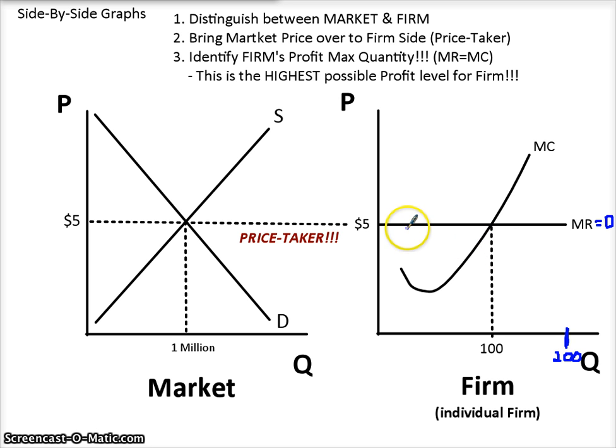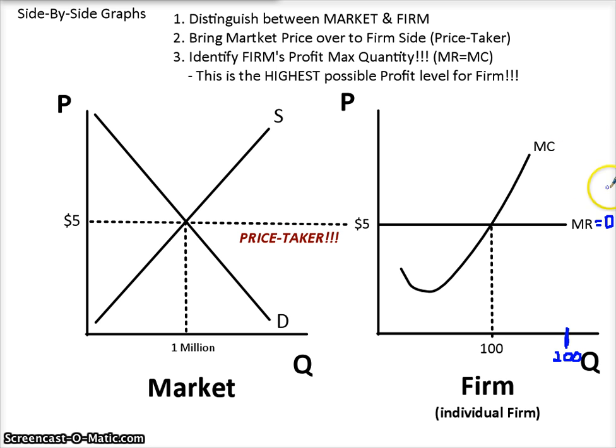If you were to calculate the total revenue of all quantities for the firm, $5 times 1, 5 times 2, 5 times 3, price times quantity, and we did that across the board, and then you calculated marginal revenue, you would realize that marginal revenue is the price. Hence, for the firm, marginal revenue equals the firm's demand curve.